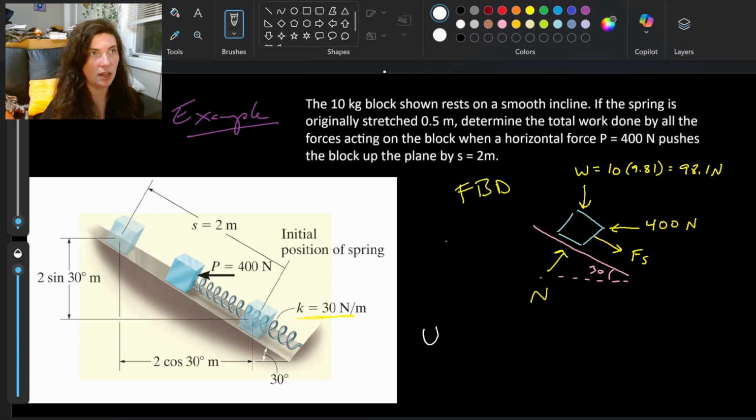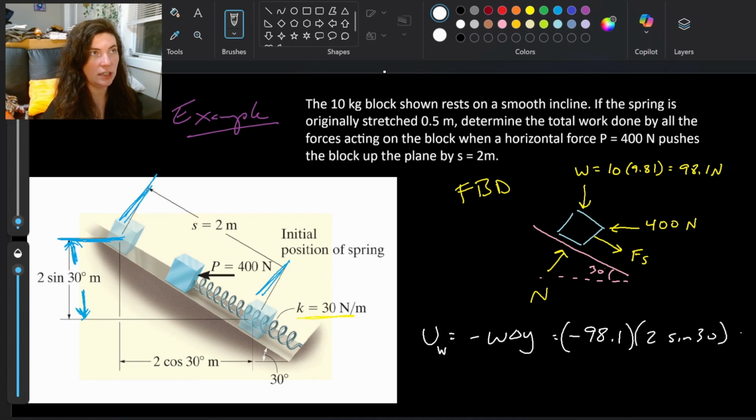The work done by weight, as we discussed, is going to be negative W times delta Y. So we're going to have our weight, 98.1 newtons, times delta Y. Now remember, this delta Y is in the direction of displacement, but it is our Y component. Even though it's moving s equals 2 meters up along the ramp, the Y component of that direction is 2 times sine 30.